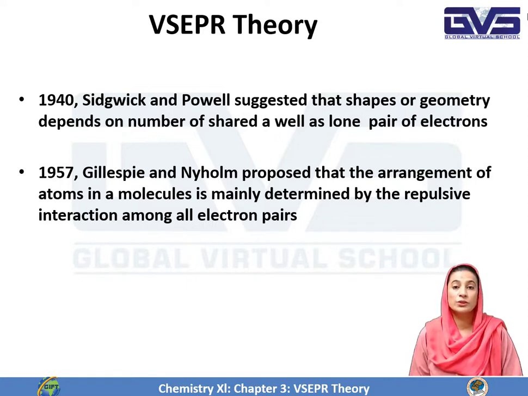Lone pairs do not participate in the bonding, while the bond pairs are the shared electrons that participate in the bond formation. Basically, according to Gillespie and Nyholm, the geometry depends upon the repulsion between these lone pairs as well as the bond pairs. Because these are all electrons, they have negative charge, so obviously there is repulsive interaction between them. So according to them, their shapes or arrangement depends upon the repulsion among these electron pairs.